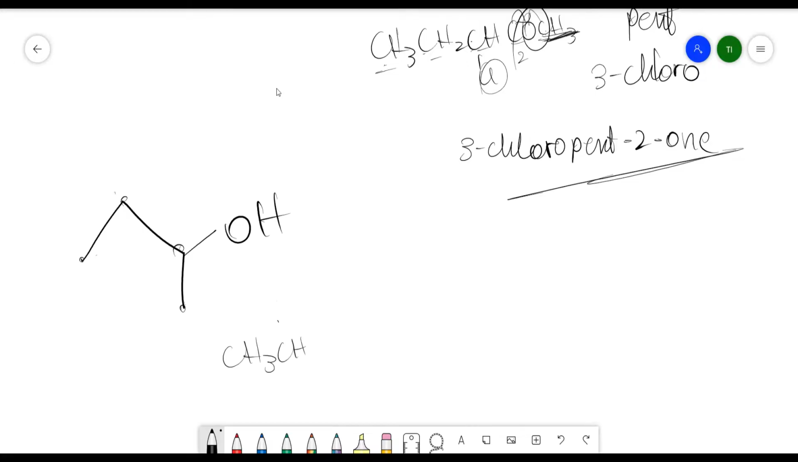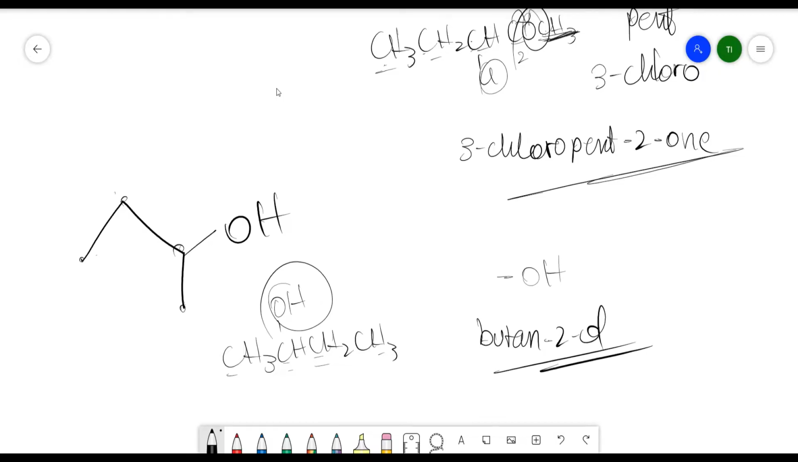CH3, CHOH, CH2, CH3. Now let's identify the primary functional groups. The primary functional group is an -ol, an alcohol, so OH. Look for any additional functional groups. Is there any? Nope, there isn't. So we just write the final form. Give it the position 1, 2, 3, 4, or 4, 3, 2, 1. So it'll get the second position. So it'll be butan-2-ol.